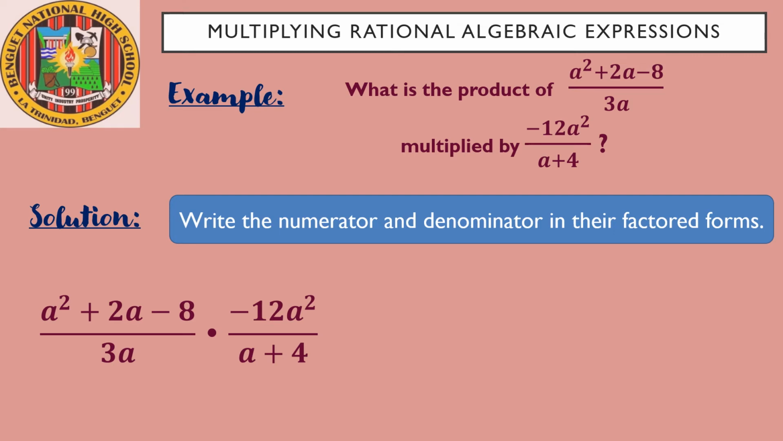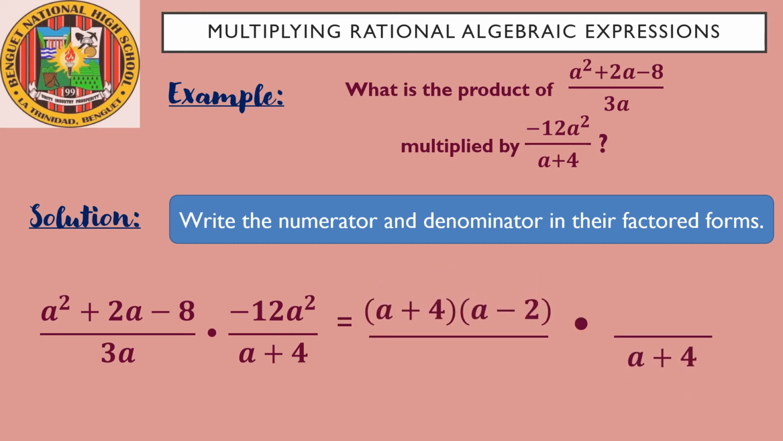Thus, for this problem, we have the following factors for the RAEs that we are multiplying. Observe that because a squared plus 2a minus 8 is a trinomial, we use the method for factoring quadratic trinomials to get its factors. For negative 12a squared, we use common monomial factoring. Take note of the similar factors.